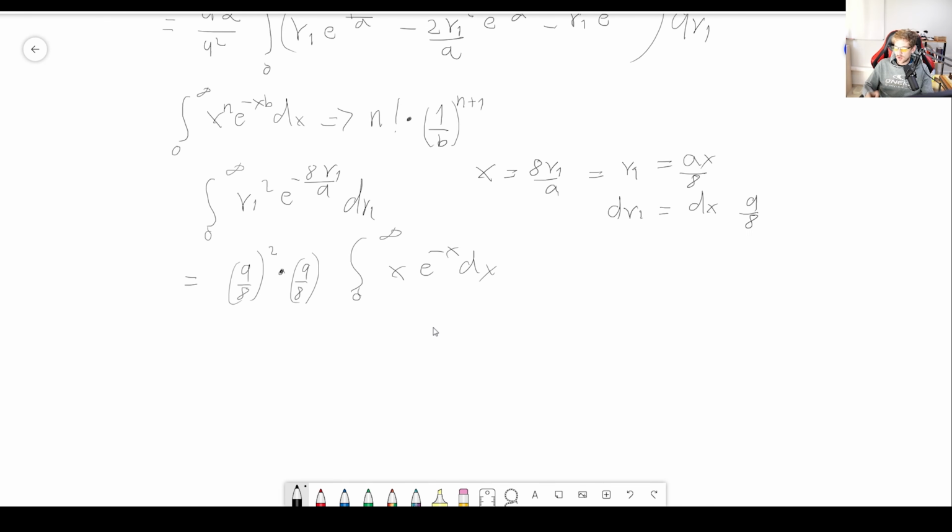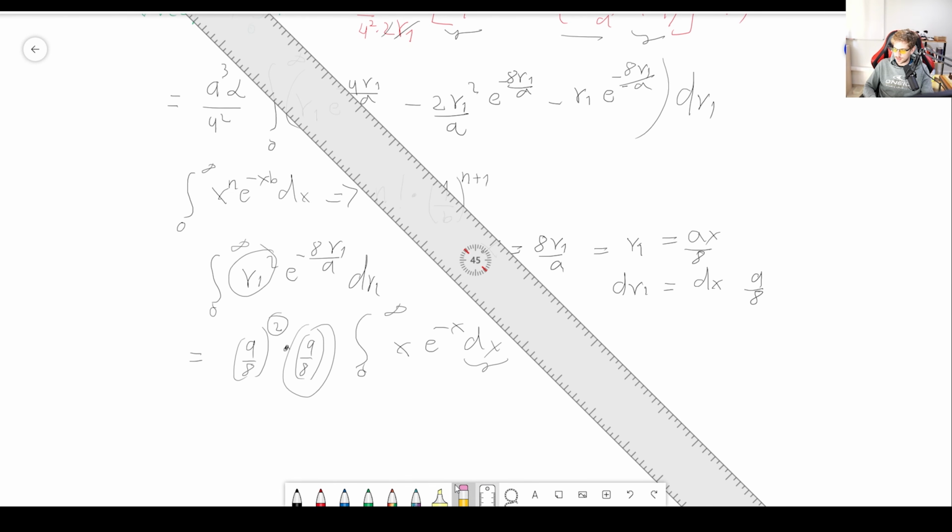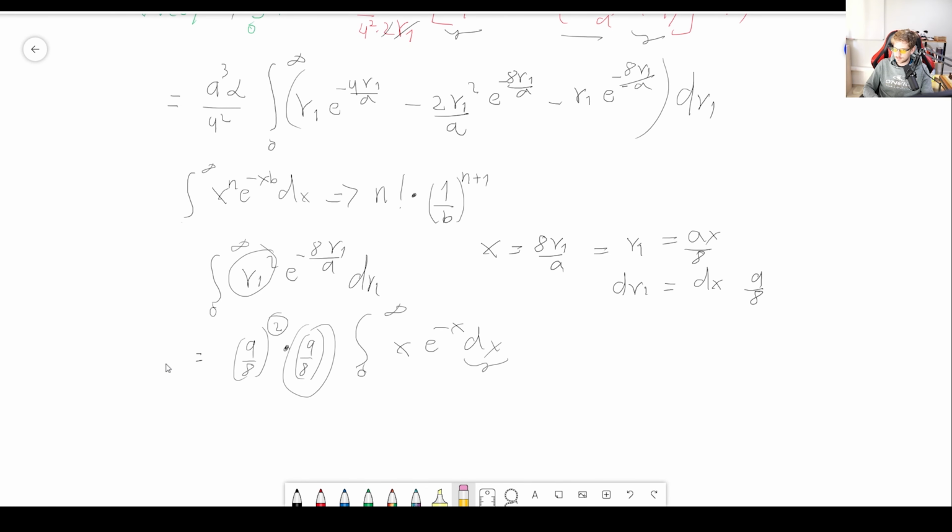Okay, so that's where this thing comes from. So if the exponent is 8 over a, we get a over 8, so we flip it, and then it is to the power of this thing, so 2, and then there's another one, which comes from the dx or dr. Okay, so we're going to use that formula or that principle in this part.